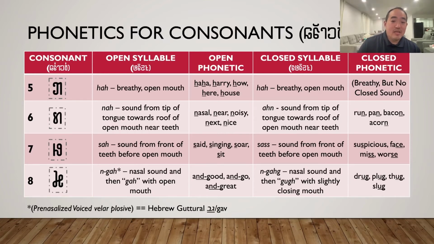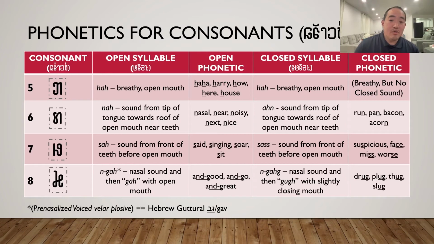Now for the next one, this one is pronounced sa-sus. For the open syllable, it's pronounced sa, which should come from the front of your teeth before the mouth opens, like closed teeth, like a snake. Sa, which is the same as the English letter S, right? You'll hear this in words like said, singing, soar, or sit.